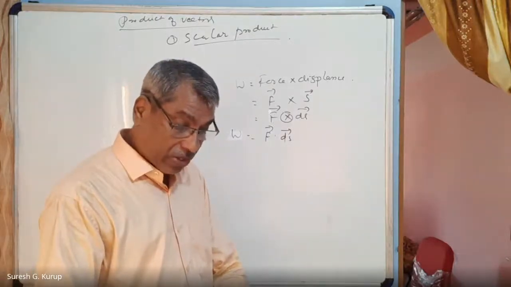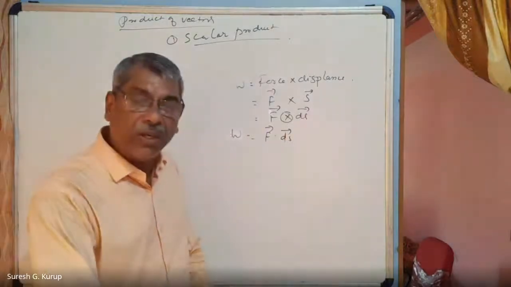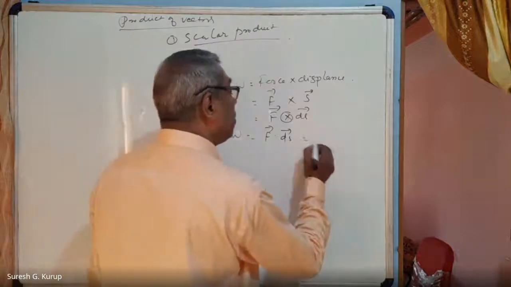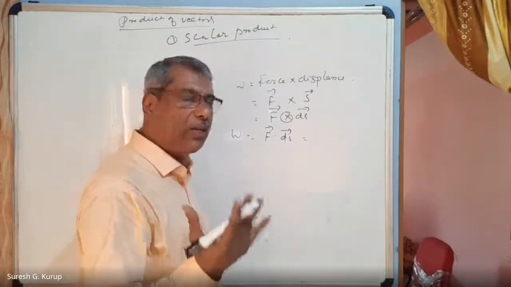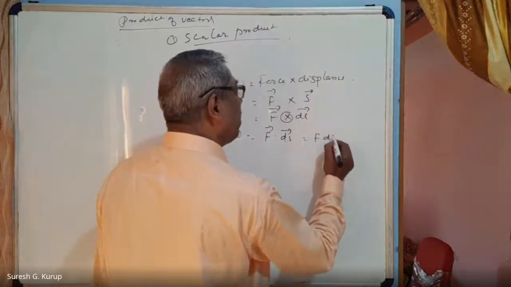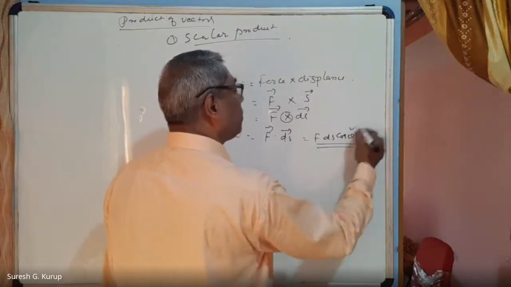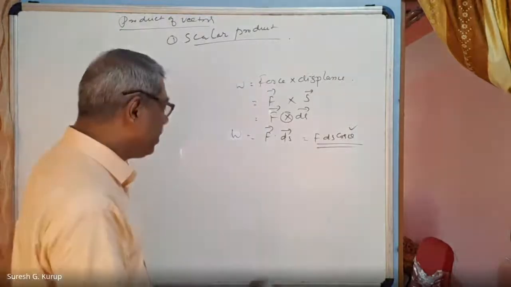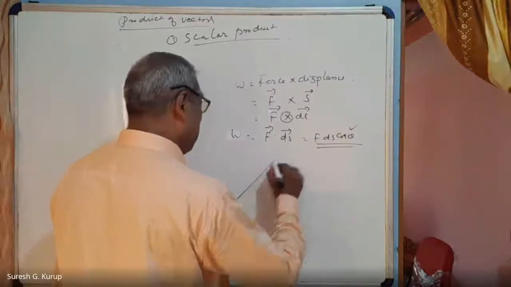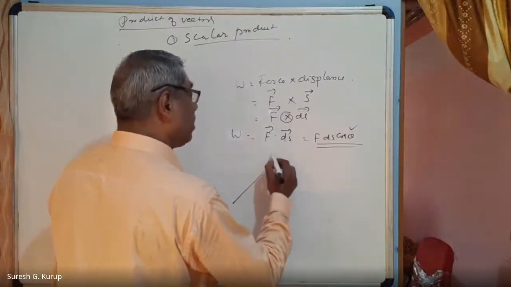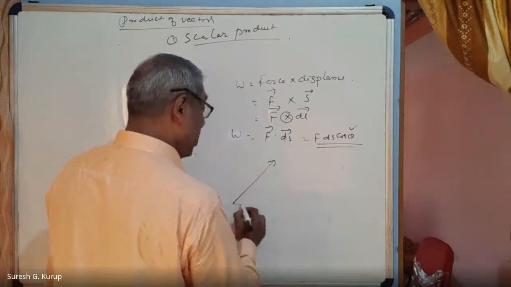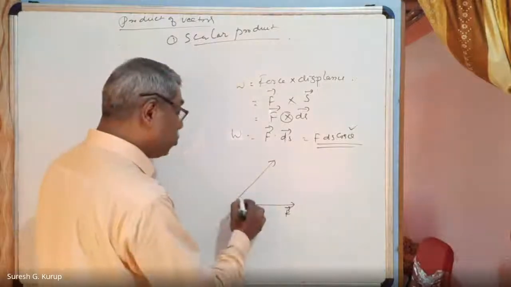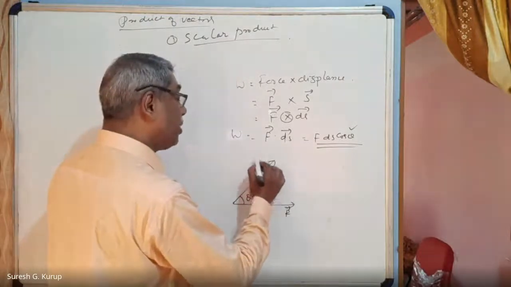The scalar product of two vectors is given by the product of their magnitudes. Actually, when we write F dot ds, the magnitude form of that is F ds cos theta. A force is acting on a body in a certain direction. For example, a board is there, and a force is acting on it along this direction, and the board is moving in a certain other direction, which is called ds.